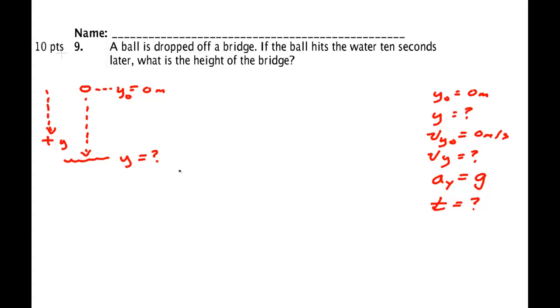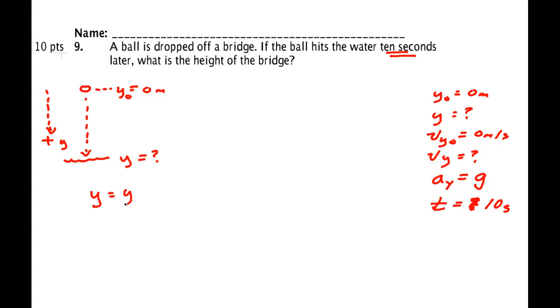Or did I know t? Yes, I do know t. I take that back. I was about to say, got to know something else. 10 seconds. There can never be more than two unknowns when setting up a one-dimensional kinematic equation problem. So I knew I must have missed something in doing it. It said the ball hits the water 10 seconds later.